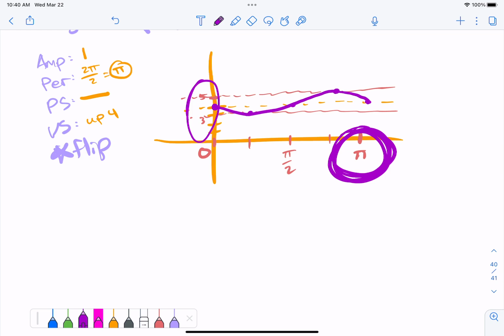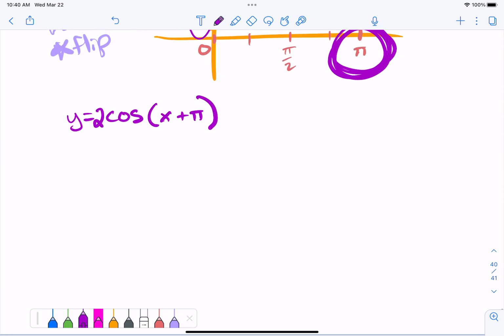Okay, good? Yep. Let's do a cosine. Y equals, let's do 2 cosine of x plus pi. Sure. That's it? That's it. 2 cosine of x plus pi. That's all. 2 cosine x plus pi.